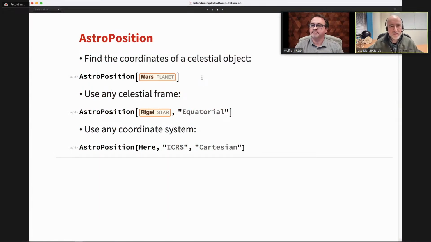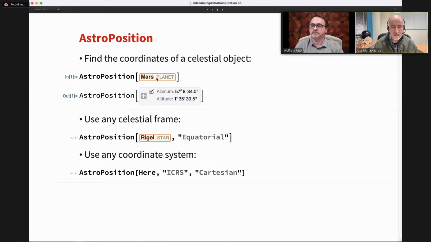One of the main functions we have added is AstroPosition, which can compute the position of any celestial object with respect to any frame from any position in the solar system. For example, here we evaluate the position of Mars as observed from our current location here in Champaign. By default, the coordinates are given as azimuth and altitude in degrees.